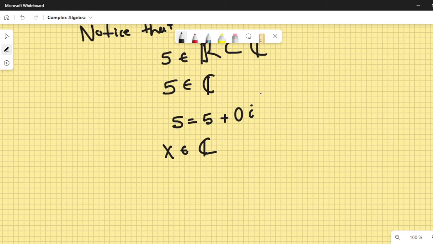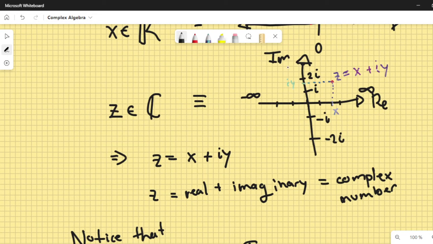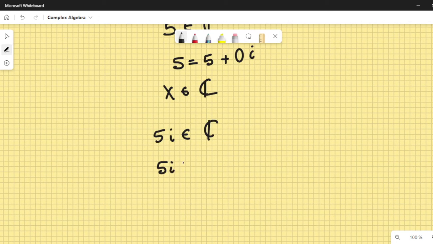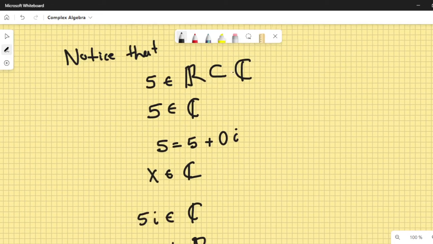What is very common is if you have a pure imaginary number, for example 5i. This is of course an element of the complex numbers. 5i will be around here, let's say, but it's not in the real numbers. So 5i never, never, ever is a real number. This is a pure imaginary number, let's say. Now, let's go to more interesting stuff.